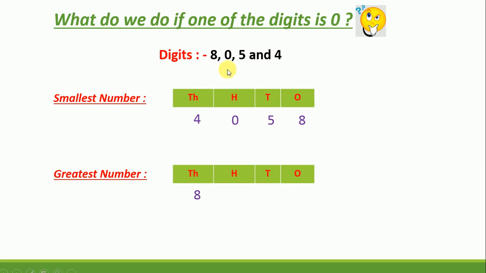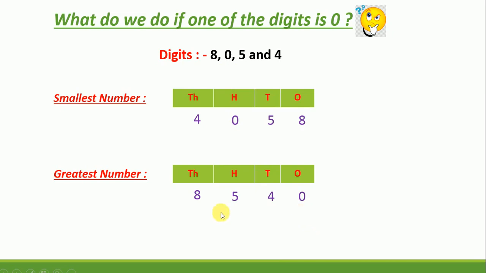So now we have 3 more digits, 0, 5, 4. Among these 3 digits, which is the next greatest one? Yes, 5. So the 5 we have to place in the hundreds place. Now we have 2 more digits, 0 and 4. Which is the greater number? 4. Good. So we have only 1 digit left, that is 0. So the 0 should be placed in the ones place.